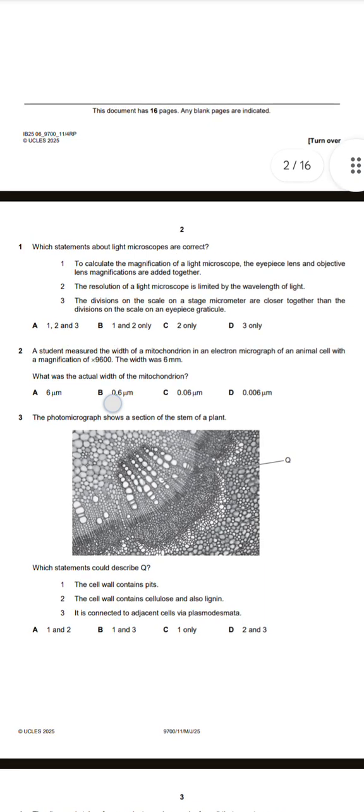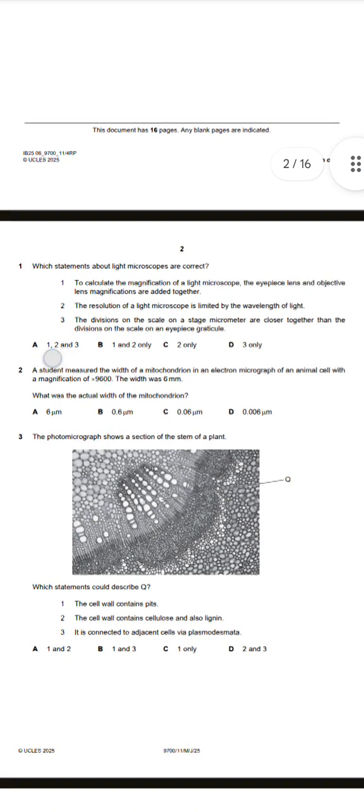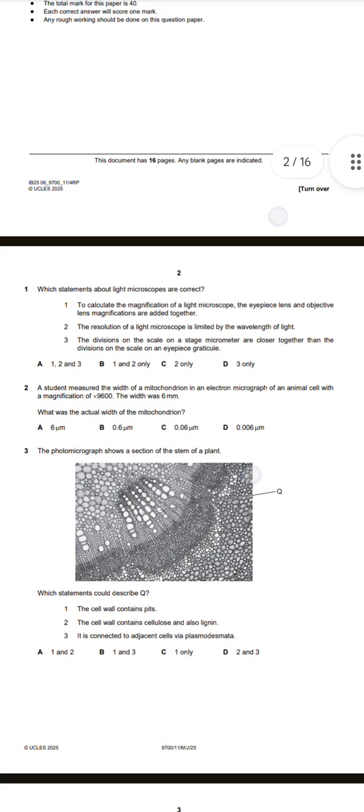Alright, so that was the concept of the light microscope. It's recommended for you guys to read about it from the recommended textbooks like Mary Jones. This chapter is very well summarized over there.